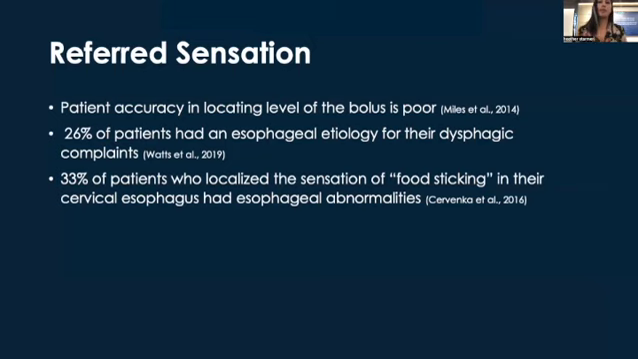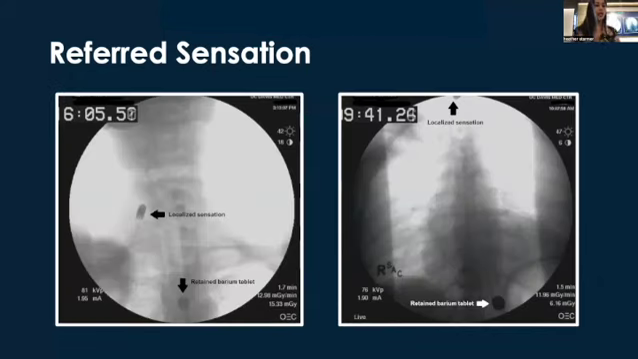And this was data taken from our center at UC Davis, in which we had patients point to their sensation of food sticking before we even engaged in the dynamic swallow study. Of 33% of patients who localized up here, 33 actually had esophageal abnormalities, gastroesophageal reflux disease, lower esophageal stricture, or hiatal hernia. So this is a picture that we took during fluoroscopy of some examples of referred sensation when we gave a barium tablet. We can see here that the barium tablet is retained lower down, but the patient is localizing up to the upper esophageal sphincter.